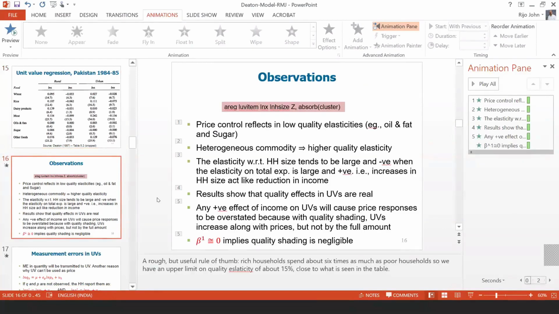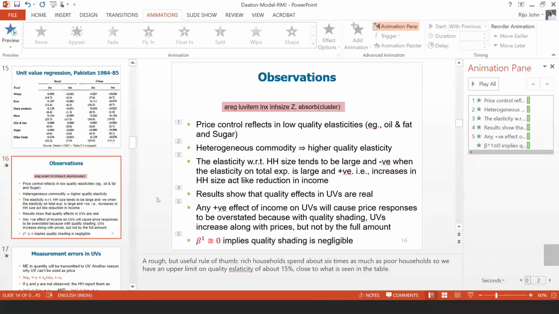The elasticity with respect to household size tends to be large and negative when the elasticity on total expenditure is large and positive. This essentially shows that increases in household size act like reductions in income. The more heterogeneous a commodity is, the higher the quality elasticity you typically see. The results show that quality effects in unit values are real. However small they are, even though the quality elasticity is 0.15, it is still real and statistically significant.